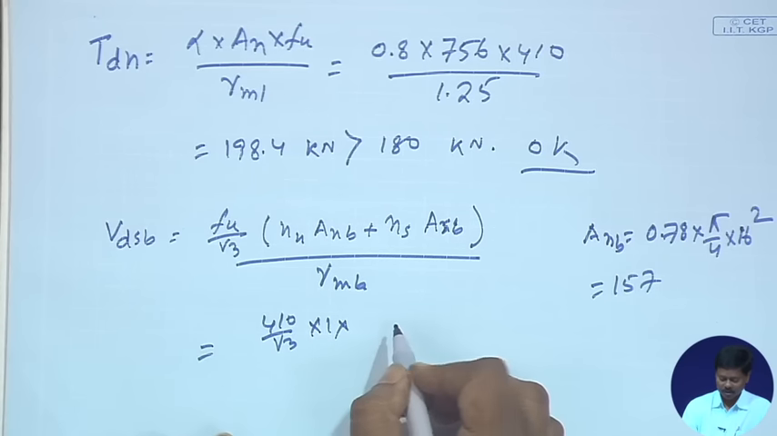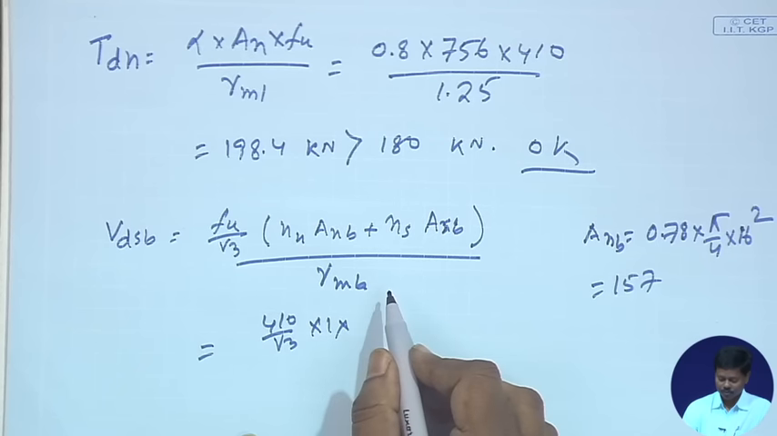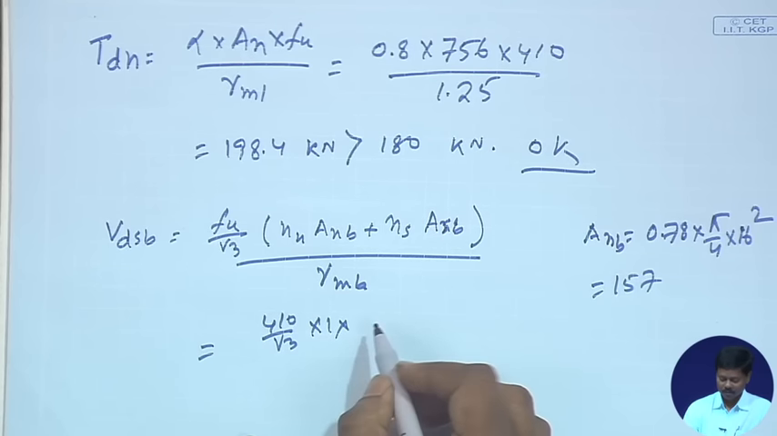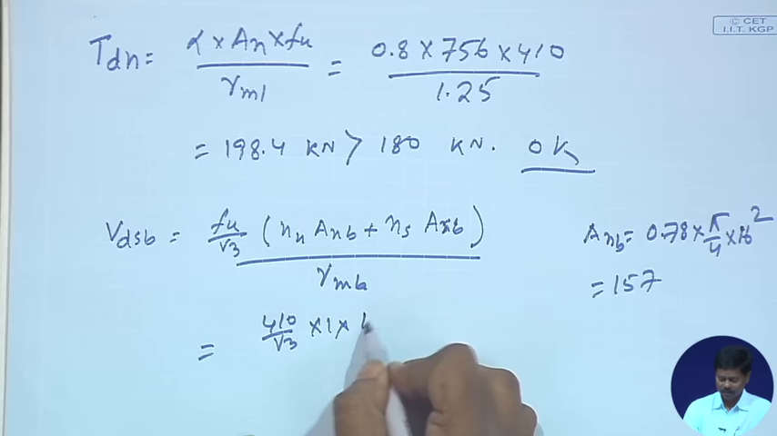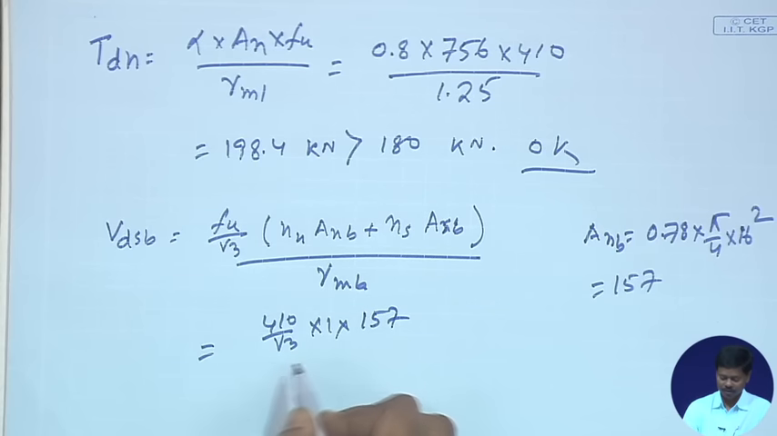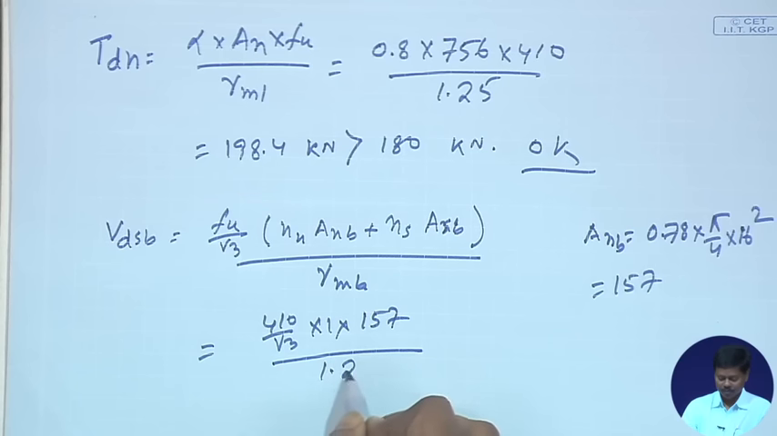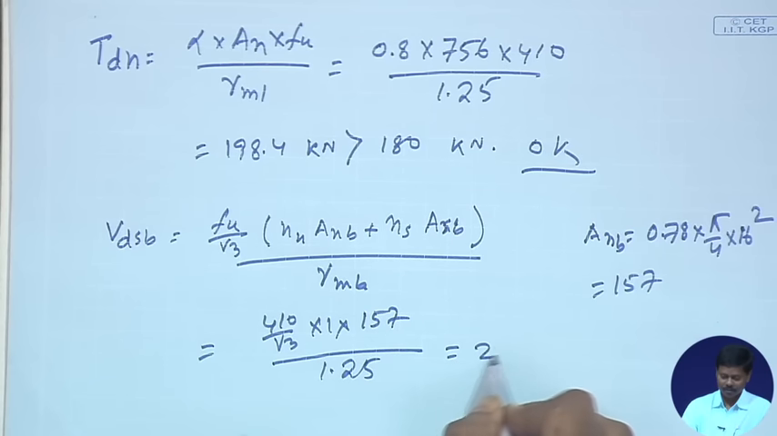and assuming the shear plane passes through the root of the bolt. So, ANB will be 157, that means NS will be 0 and gamma M is 1.25. So, this is coming 29 kilonewton, right.